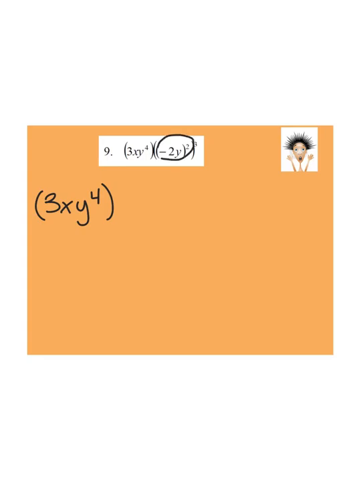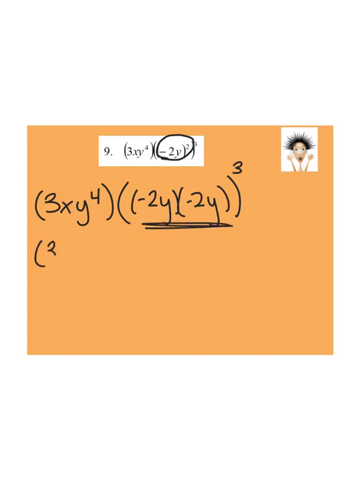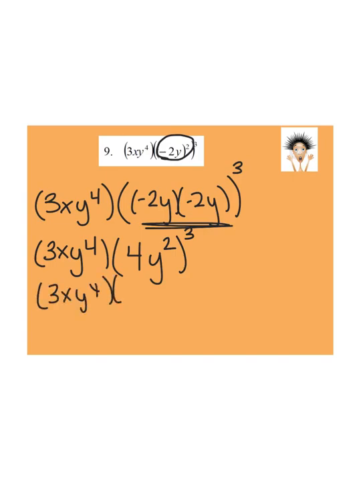So we're going to work inside out. So we're going to do this negative 2y squared. I'm going to write that out twice because that squared tells me I have it 2 times. And then I still have that little 3 out front. So we're going to simplify in here first. So I'm going to get 3xy to the 4th. Now I'm going to have negative 2 times negative 2 is going to give me 4. Y times y gives me y squared. And now I still have that to the 3rd. So I'm going to write that out 3 times now. So I have 3xy to the 4th times 4y squared times 4y squared times 4y squared.